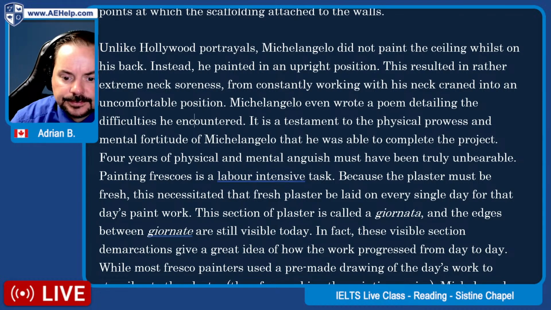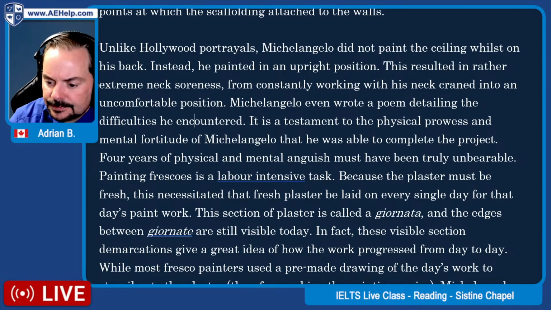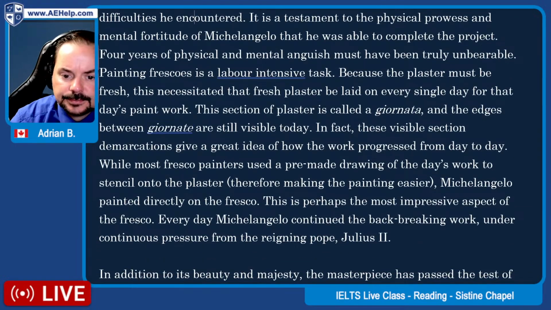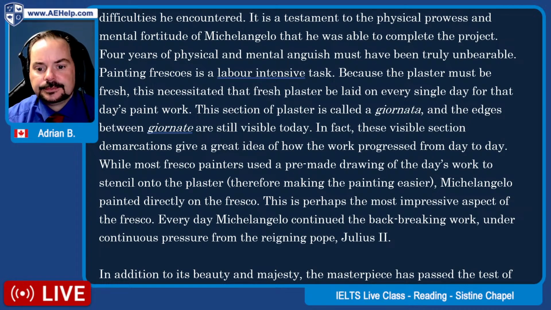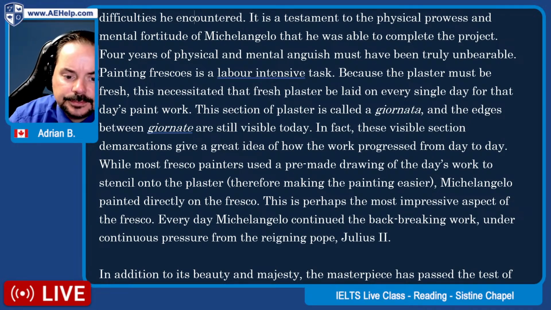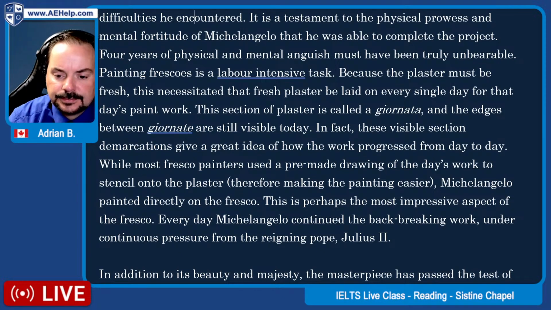Painting frescoes is a labour-intensive task. Because the plaster must be fresh, this necessitated that fresh plaster be laid on every single day for that day's paintwork. This section of plaster is called a giornata, and the edges between giornate are still visible today. In fact, these visible section demarcations give a great idea of how the work progressed from day to day.